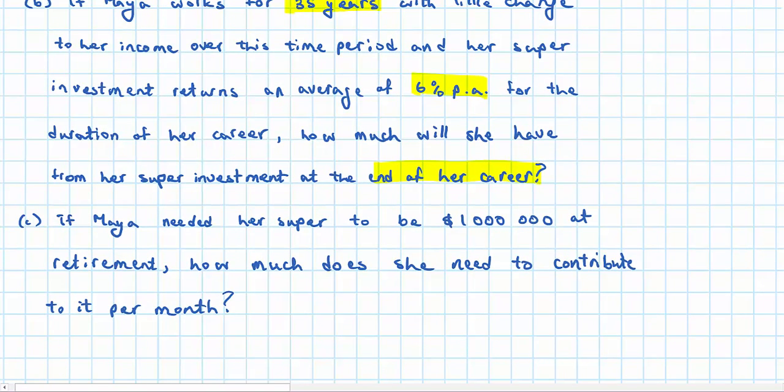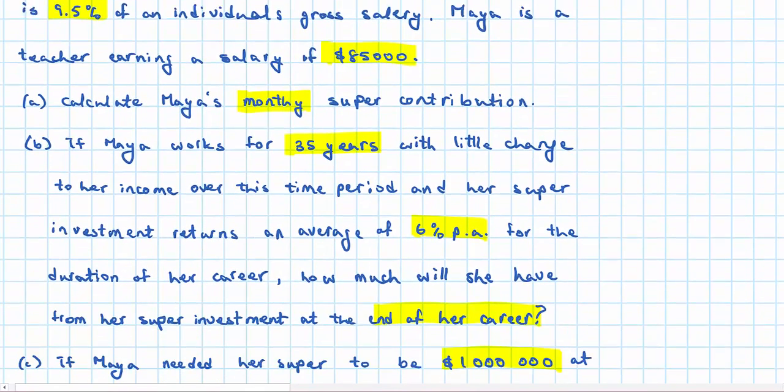And then the last part: if she needs $1 million to retire on, how much does she need to contribute on top of her monthly contribution from her employer? The employer will give 9.5%. Well, let's see if that's enough to make her $1 million. If it's not, then we have to work out how much extra she needs to contribute. Okay, let's go back to part A.